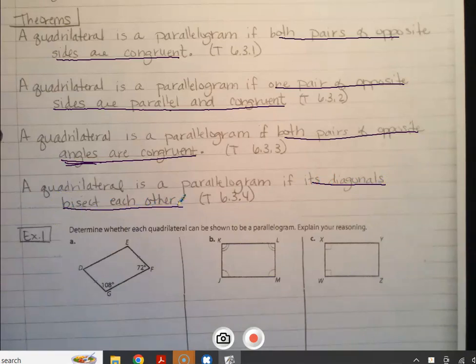So these kind of all came up. These are kind of the converse of what we've been doing last week. If we're given a parallelogram and we're trying to find if the diagonals bisect each other, we can just say yes because. No, in this case we're given a quadrilateral. Yes, we're given a quadrilateral. So that's what's going to happen here in example 1. Determine whether each quadrilateral can be shown to be a parallelogram. Explain your reasoning.